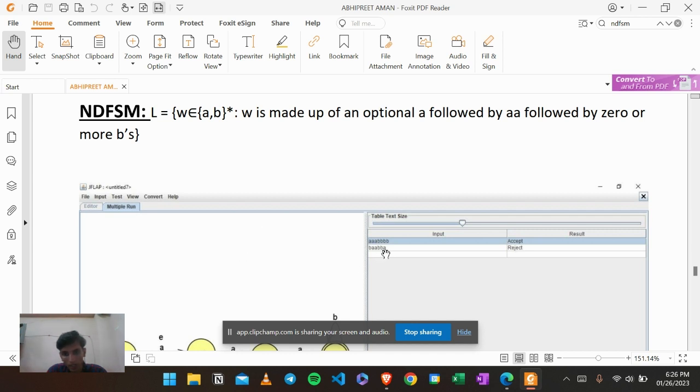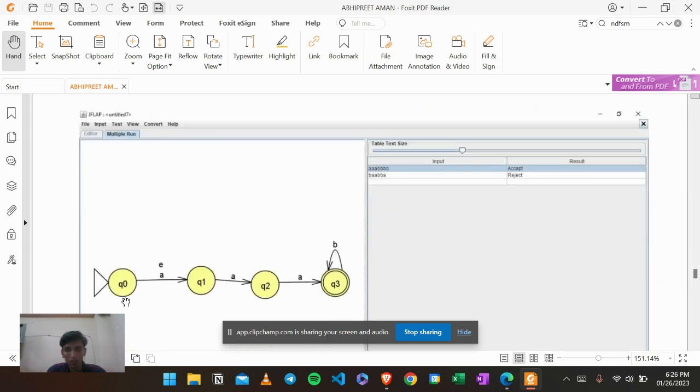In the second one, the input starts with B. This particular input does not satisfy this machine's condition. That's why it is shown as rejected here.